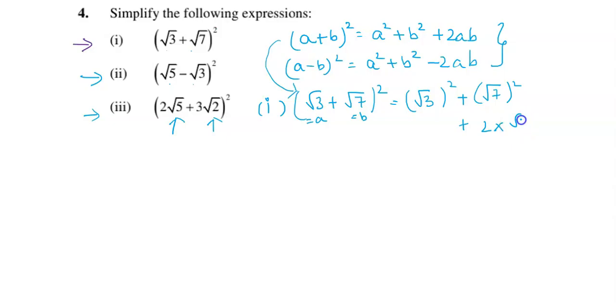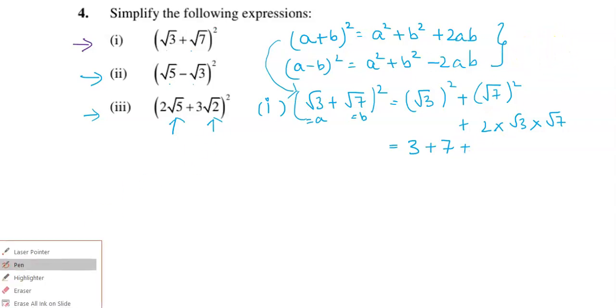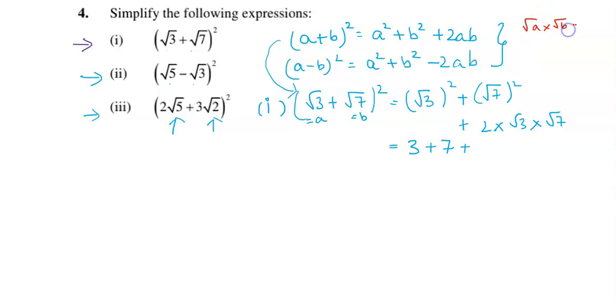What is the value of a? Root 3. What is the value of b? Root 7. So already explained, root 3 square will give me 3. Root 7 square will give me 7. Plus another law you should keep in mind. Always remember root a into root b, now it is different, so this will become root ab. If it is root a into root a, then it is a, students. If it is root b into root b, then it is b. If it is different, root a multiplied by root b, this will be root ab.